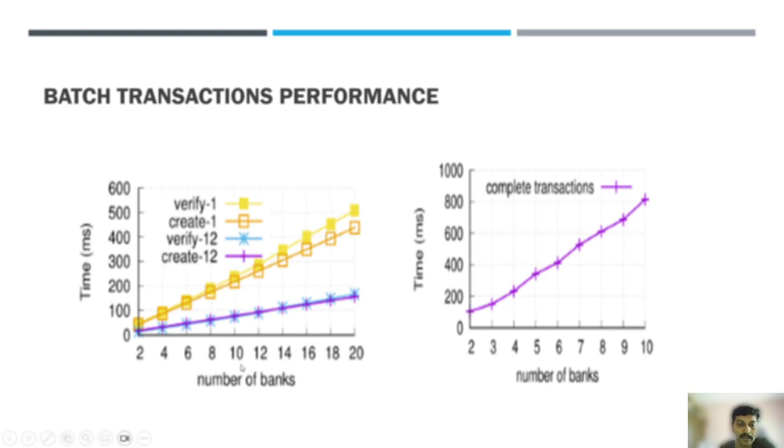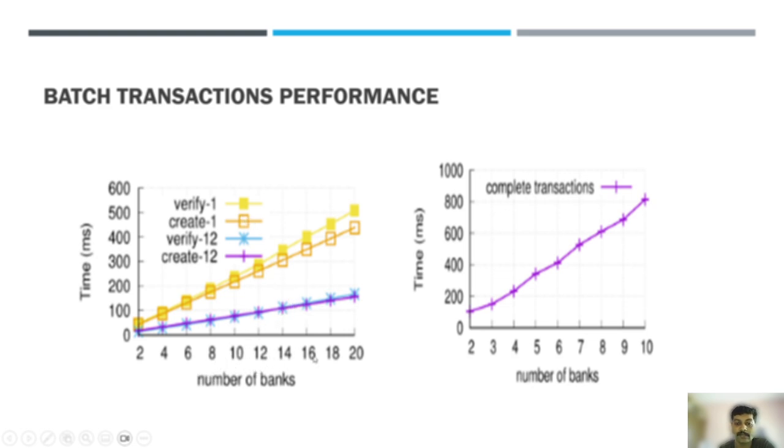And as the number of banks involved increases, you can see how the transaction time increases. You can see here the verify one and create one, which means you're using a 1-core CPU, and with 12, that means you're using a 12-core CPU. When you have a 12-core CPU, of course, the time will be lower and the throughput will be very good, which means the number of transactions will be executed in a much more optimized way compared to the 1-core CPU. That's the difference being shown here.